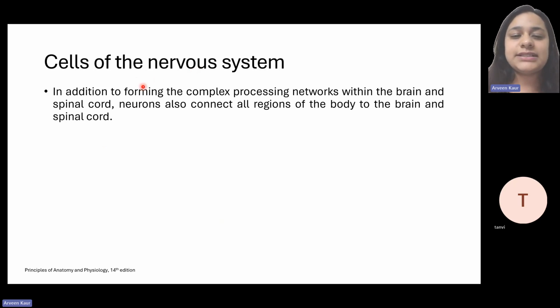So when we talk about these cells, in addition to forming the complex processing networks within the brain and spinal cord, these neurons also connect all regions of the body to the brain and the spinal cord, right? So that is one additional function.